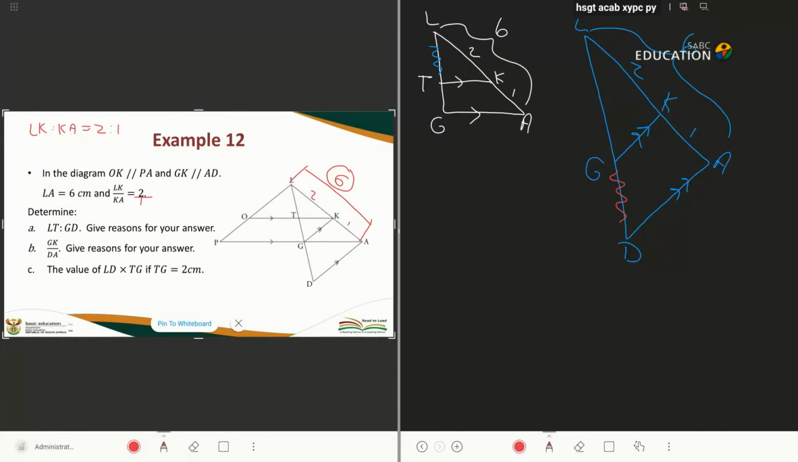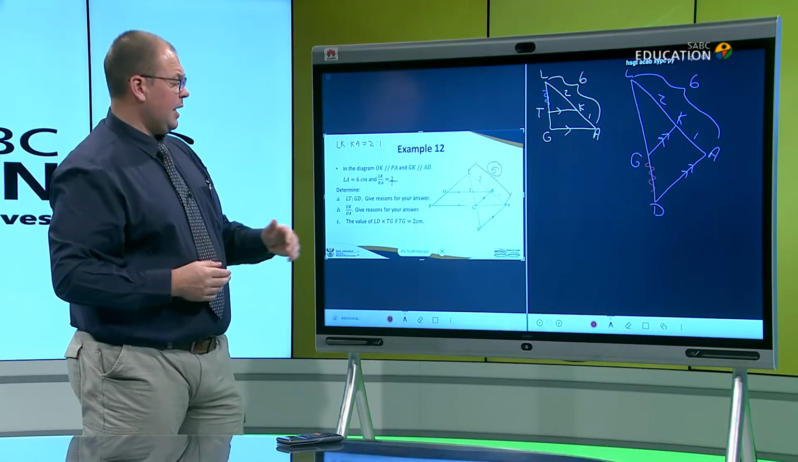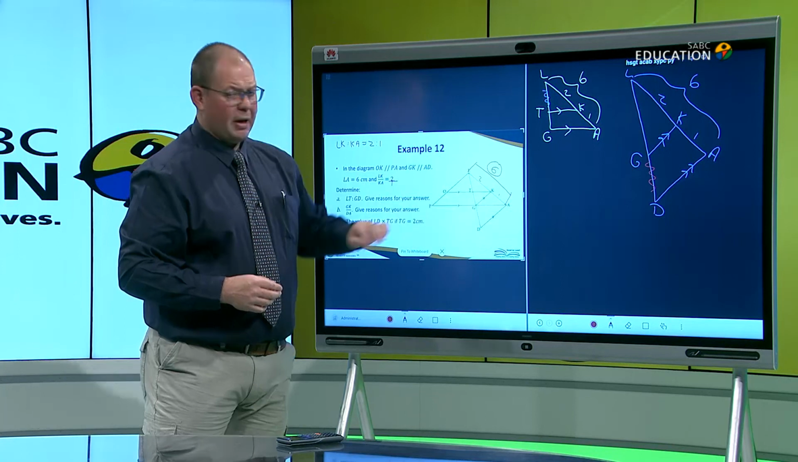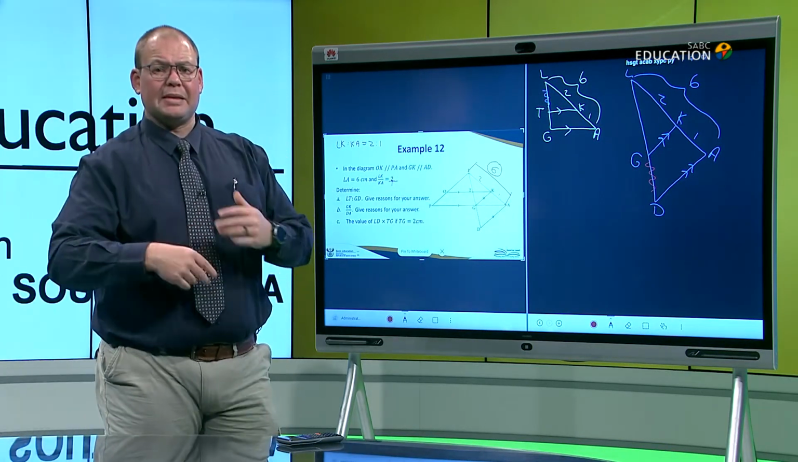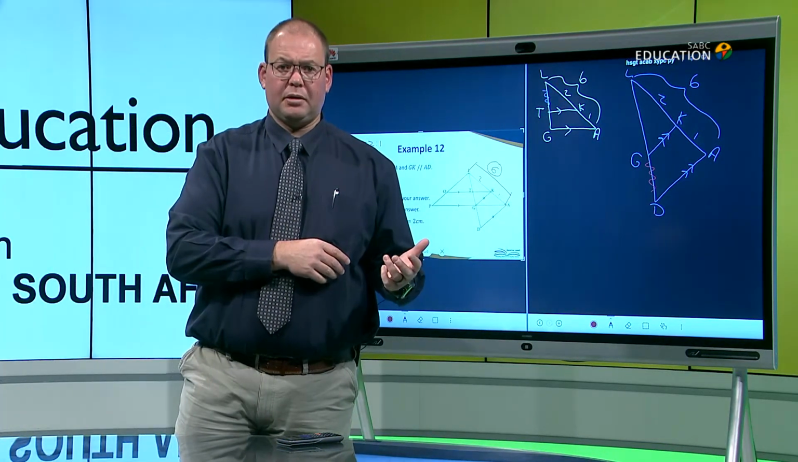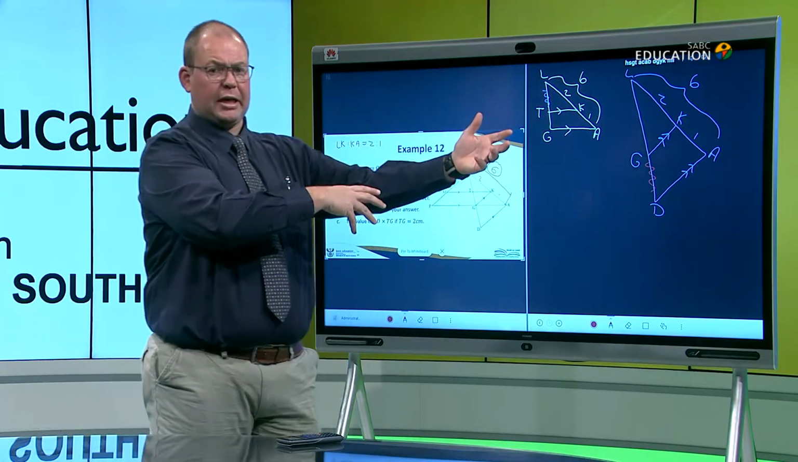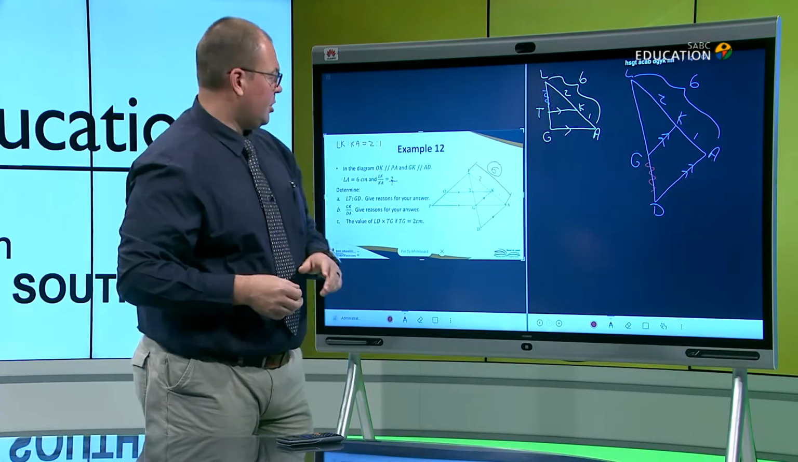All right. And then if you go to the next one, to B, you have GK divided by DA. Okay. So GK divided by DA. So again, now you must understand that those are the parallel lines. So now I have to move to similarity to prove that. Okay, so I start with proportionality. Now I go through to similarity.